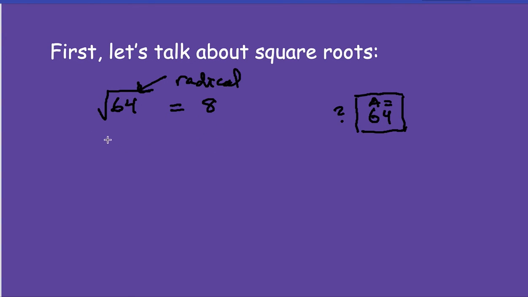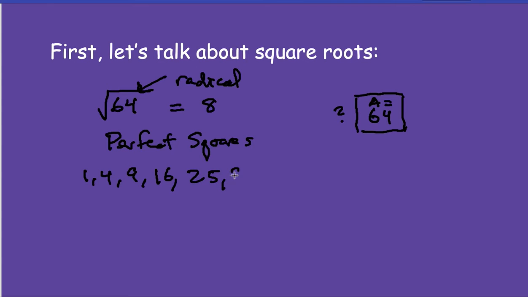Numbers that work neatly like this we call perfect squares. If you think about your multiplication chart, the perfect squares are numbers like 1, 4, 9, 16, 25, 36, 49, and so on, and it goes up infinitely. It's a good idea to start learning those, maybe up to at least 15 or 20, because you'll use them.